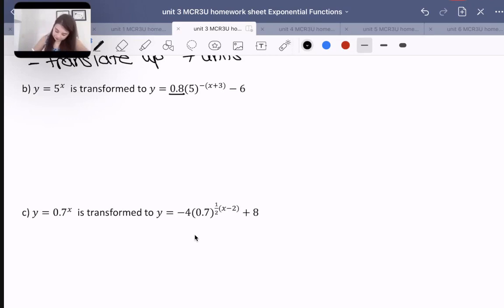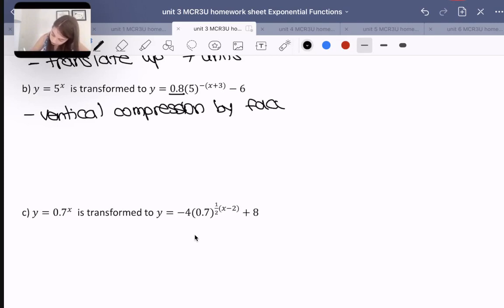Okay, so therefore vertical compression by factor 0.8, or you could say 4/5. It doesn't matter. I'm just going to use 0.8 because that's the language they used. I'm going to stick with that. Then I see my 5, which again, the 5 is just a base on our original, so that doesn't actually do anything. That's just a repeat.